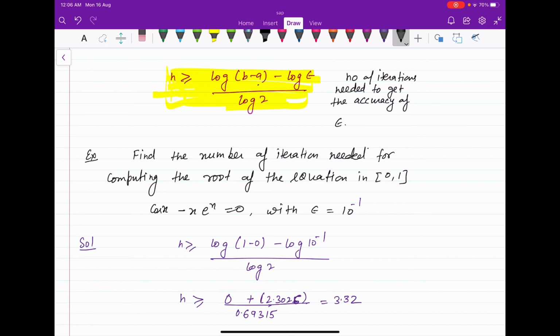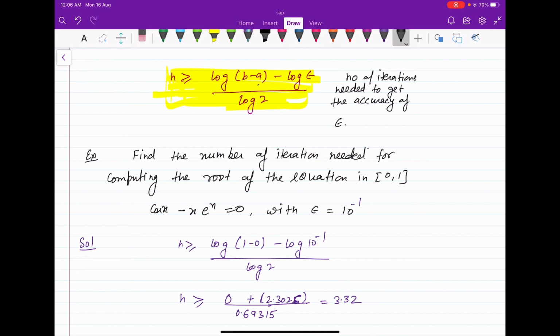For the same question, you can check how many iterations are required to get the accuracy of 10 raised to the minus 1. That is 1, 2, 3, 4. 4 iterations. It is equivalent to the theoretical result that we have computed. So this is the benefit of the bisection method. In advance you can know the number of iterations needed to compute the root of the equation f(x) equal to 0. Some examples are given here that you can try by yourself.